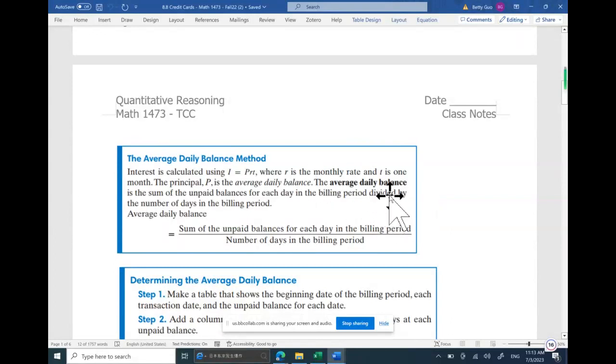Average daily balance. The balance is the money you owe the credit card company, right? And average daily balance simply means the average money you owe the credit card company every day, averagely speaking. So why do we need to know this concept? Because we are going to use the average daily balance to compute the interest on your credit card.